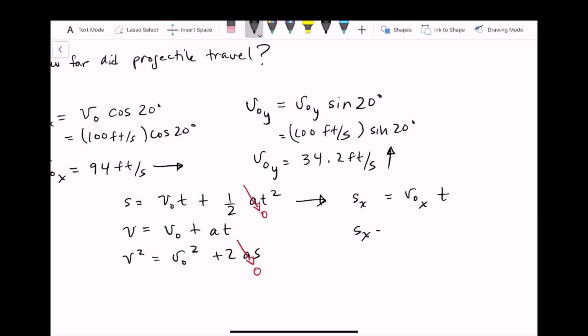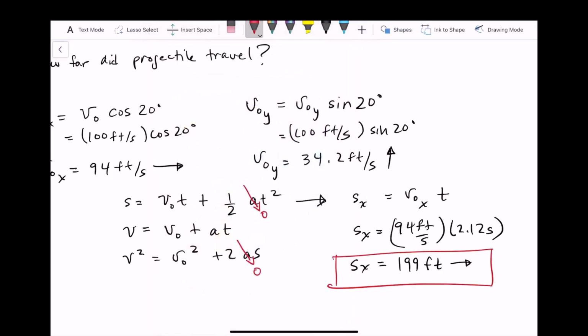So that means that Sx is equal to 94 feet per second times our time, which is 2.12 seconds. So Sx is equal to 199 feet. Remember, it is a displacement, and so it is still a vector, so it's to the right. And so our final answer here is that it displaced 199 feet to the right.